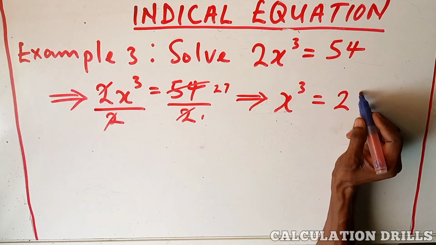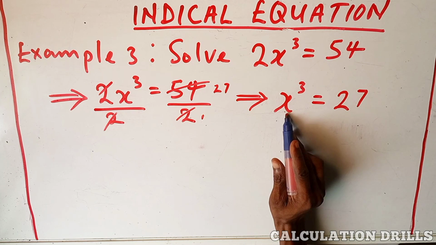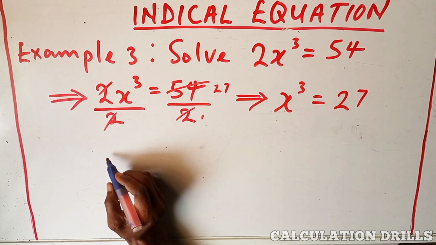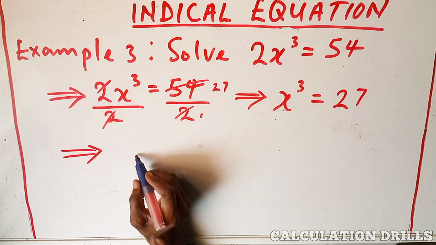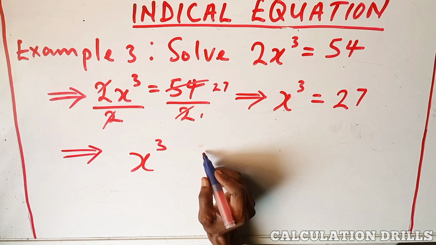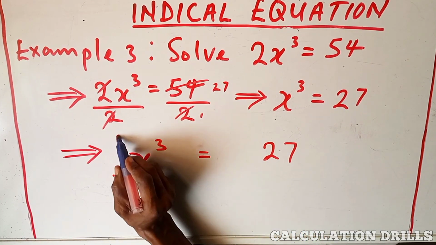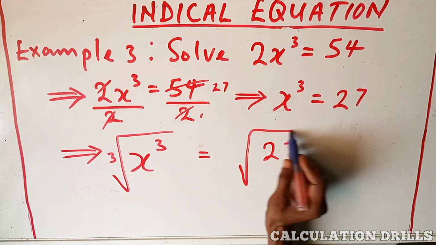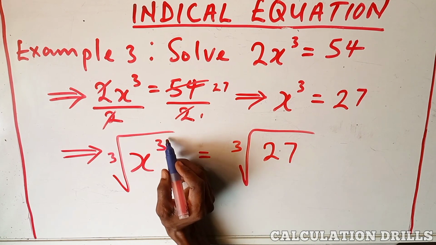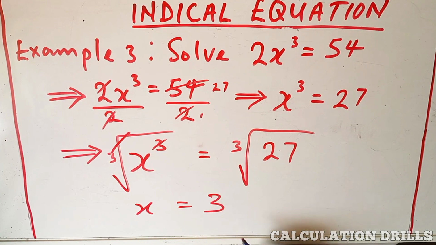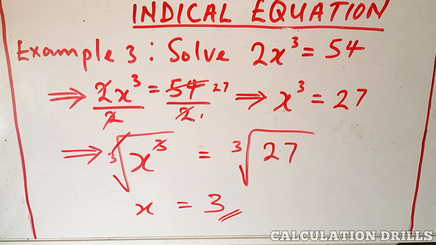Then we have to find the cube root of both sides, and we are doing that so that x can be alone. So x raised to power 3 equals 27. When we find the cube root of both sides, the cube root cancels the x raised to power 3. x equals 3.